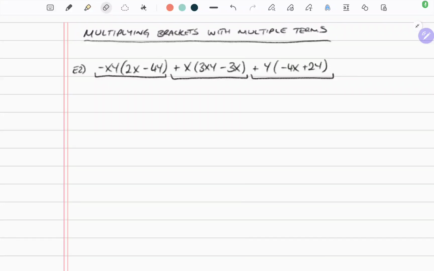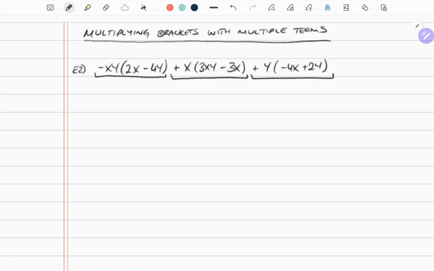Hello and welcome to exercise 2, looking at multiplying brackets with multiple terms. It's a little bit more in depth than the previous one. We've got 3 terms here. I've written it all out already just to save us some time, and I've identified where the terms are, sorry, how many terms there are.